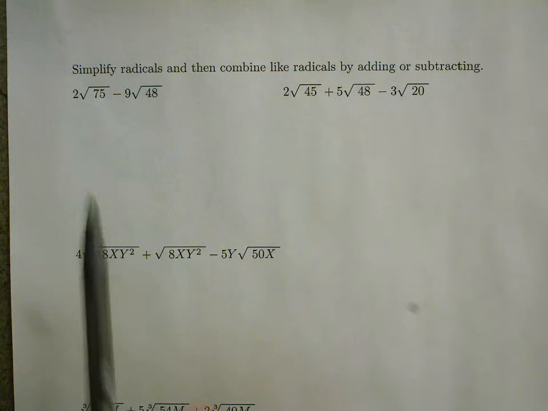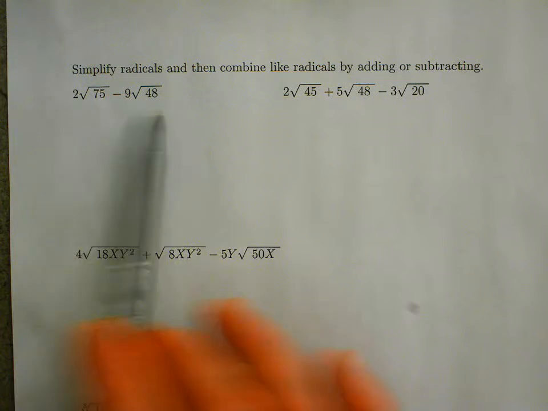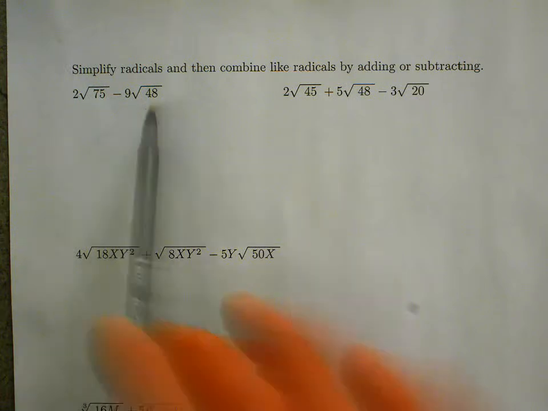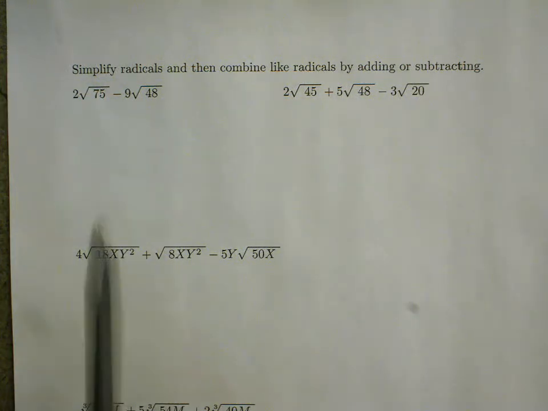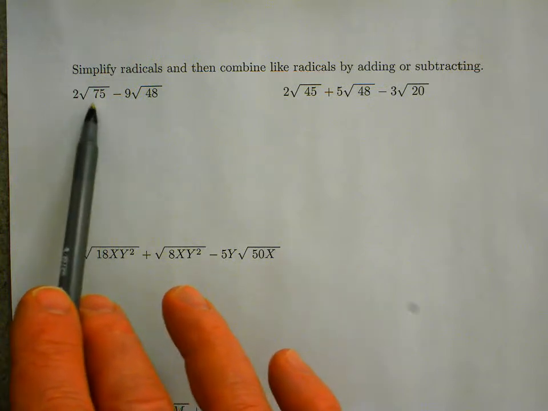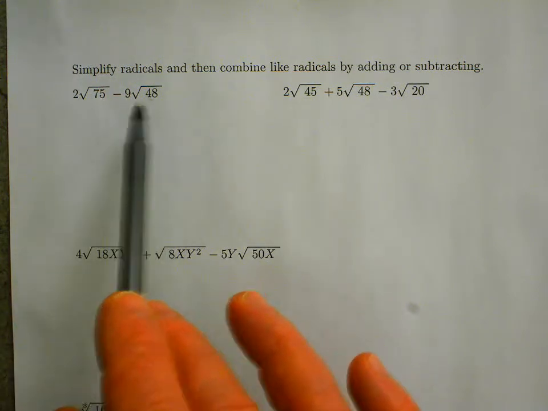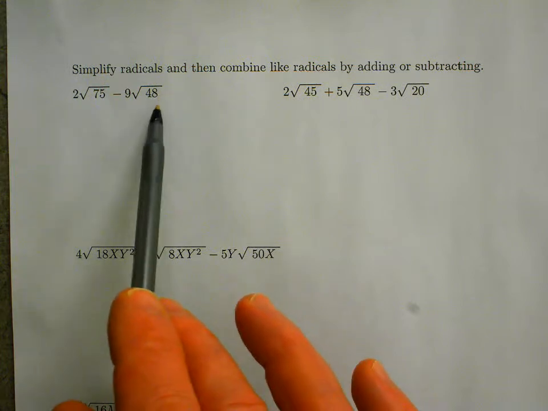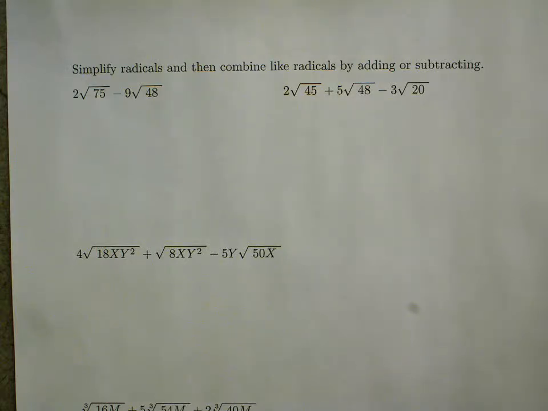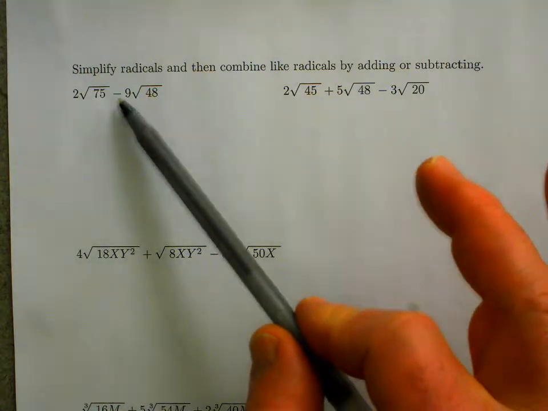But we won't always start out with simplified radicals. In this example, 2 times the square root of 75 minus 9 times the square root of 48. The square root of 75 can be simplified further, so we have to simplify this term first. The square root of 48 can also be simplified further, so we also have to simplify that. And then after simplifying all of the radicals, we'll check to see if we can carry out the subtraction.